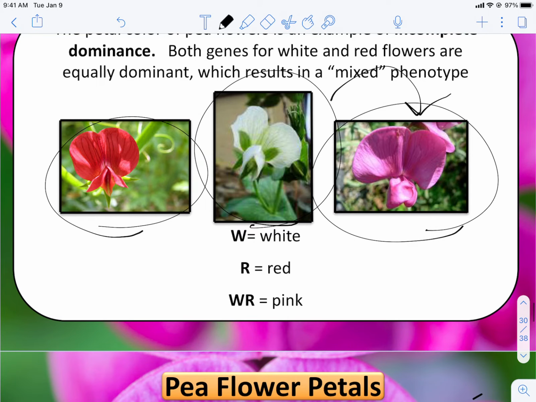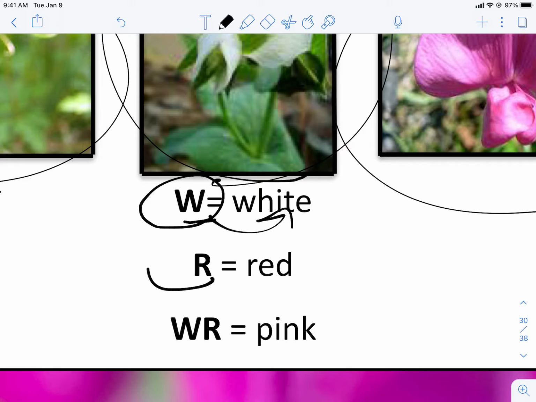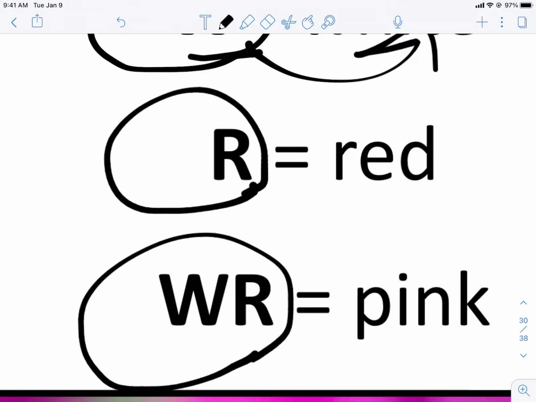As such, we're going to write the alleles with no lowercase letters. What's different in incomplete dominant Punnett squares is that you are going to have a capital W for, say, white, but then you don't have a lowercase w for red. You instead have a capital R. So that's different in two ways. One, it's two capital letters, and two, it is two different capital letters. And then if you get one of each different capital letter, that indicates that you blend the white allele and the red allele to get pink.